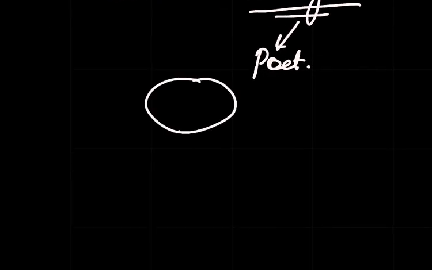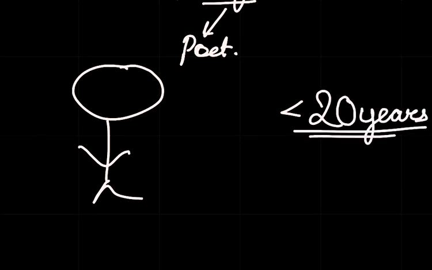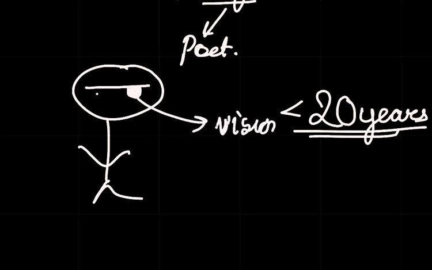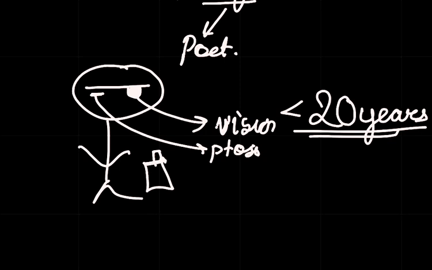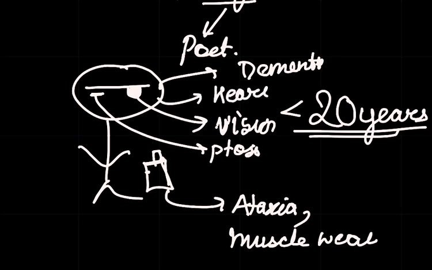So how did that poet look? The poet was of quite a short stature. His age was less than 20 years. So this disease's manifestation is mostly before 20 years. The manifestations include short height. And he had an eye patch. Why? Because he had vision loss. And one of the eyes had ptosis. He used to drink a lot of alcohol as well, and because of that he had ataxia and muscle weakness. He had dementia and he had hearing loss as well. So if you remember this much, you would definitely remember Kearns-Sayre syndrome.